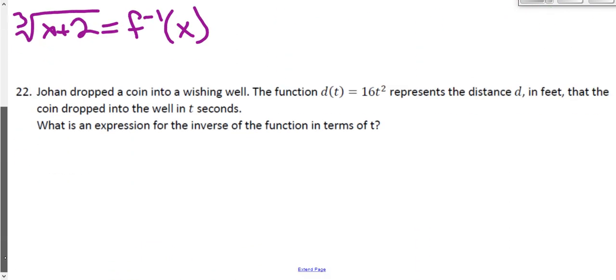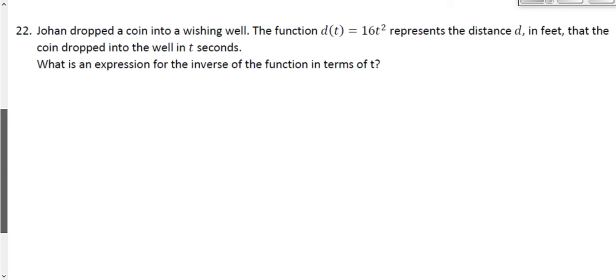So let's go ahead and try that for question 22. Our function d of t is 16t squared. It represents the distance in feet that a coin is dropped into the well in t seconds. So we want to go ahead and find an inverse for this function in terms of t.